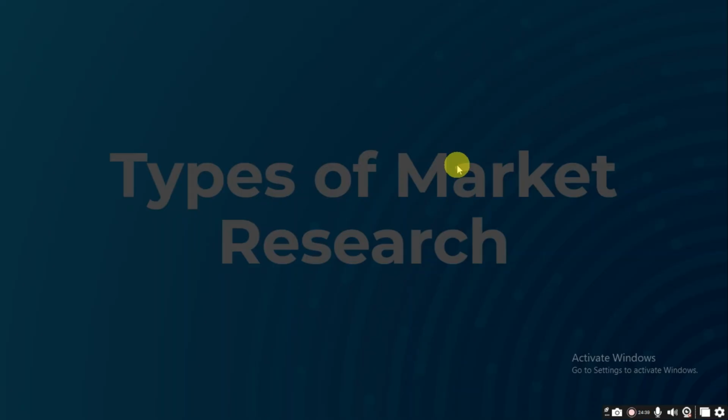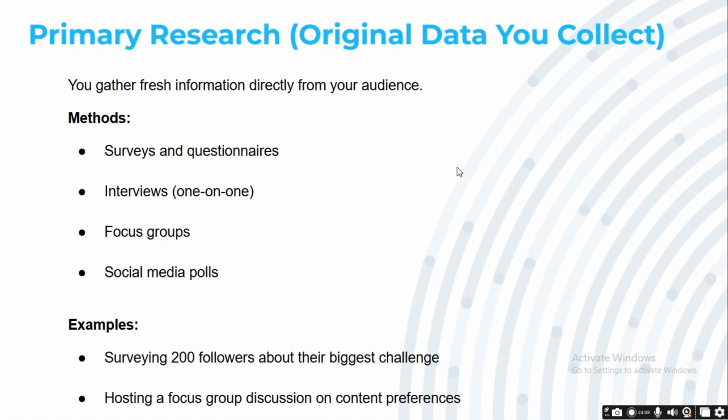Types of market research. There are 2 main types. 1. Primary research, original data you collect. You gather fresh information directly from your audience. Methods: Surveys and questionnaires. Interviews one-on-one. Focus groups. Social media polls.